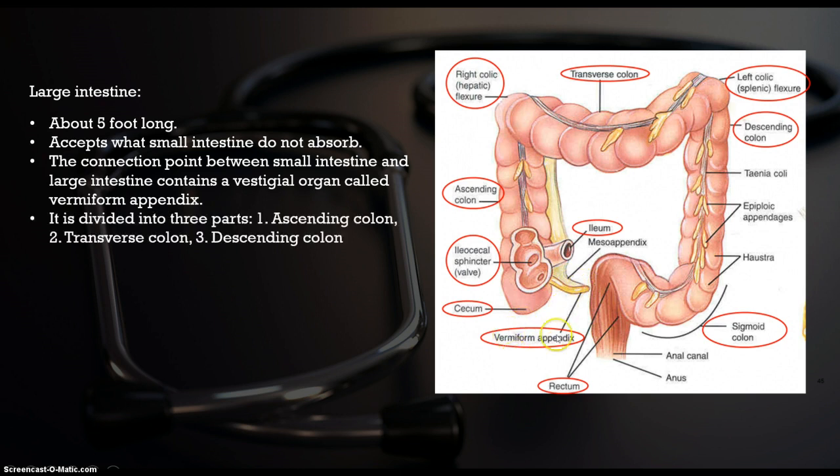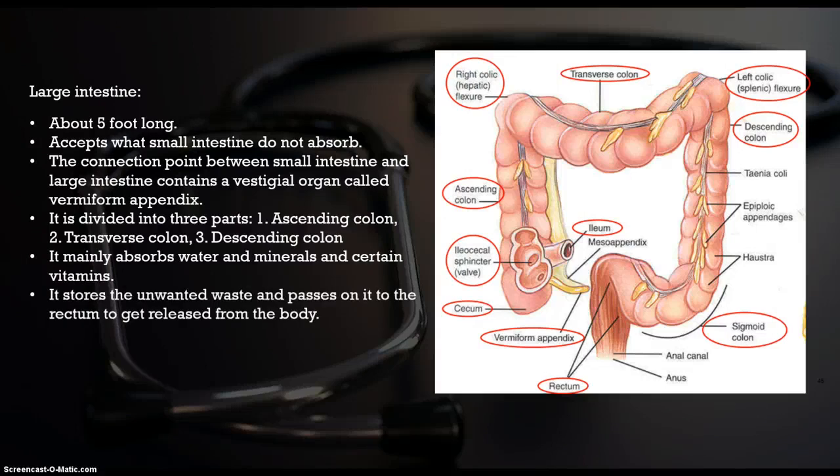It is divided into three different parts: ascending colon, transverse colon and descending colon. The final part of the descending colon is known as the sigmoid colon because it forms a sigma-like appearance. It mainly absorbs water, minerals and certain types of vitamins, and the sigmoid colon stores the unwanted waste which is formed after the whole process of digestion.